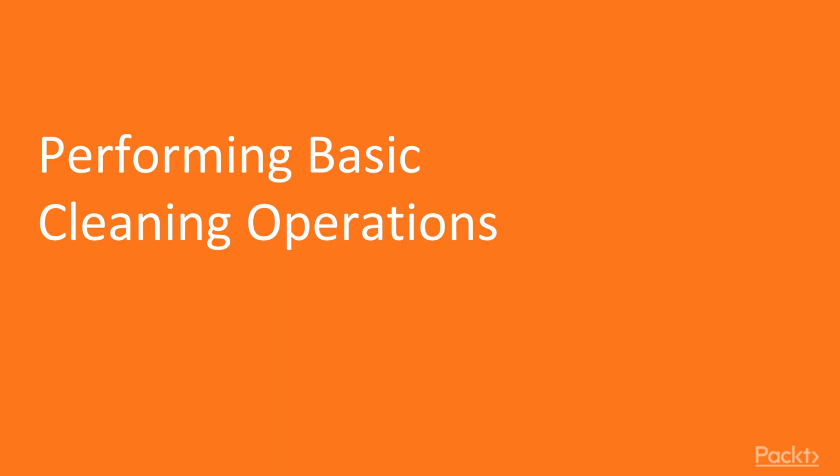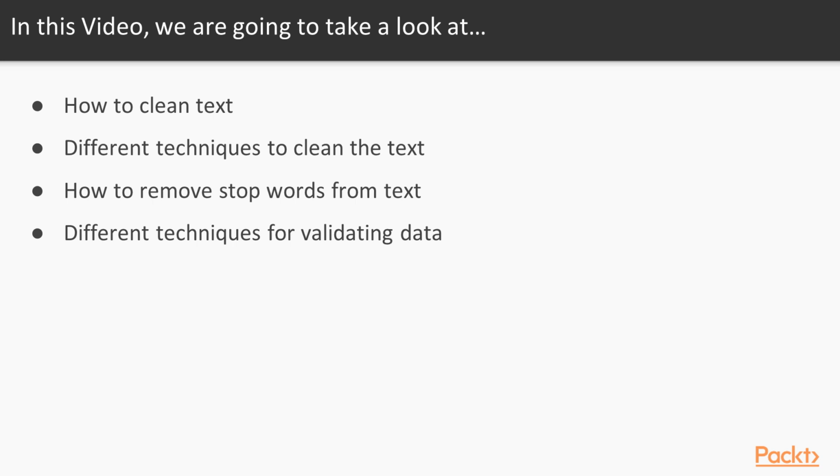Performing basic cleaning operations. In this video, we are concerned about cleaning text, making sure it's in the correct format. We will look at how we use simple techniques to clean our text so it has fewer discrepancies, if you like. We'll look at how to remove stop words. These are words that may or may not contribute to the further analysis. Often it's nice to remove those to make the downstream processing more efficient. And we'll be looking at techniques for validating data. All of this will be done using both core and some Java libraries.